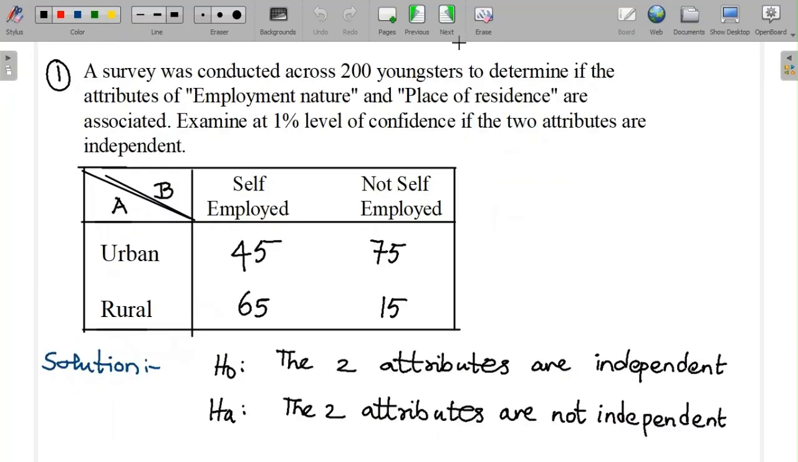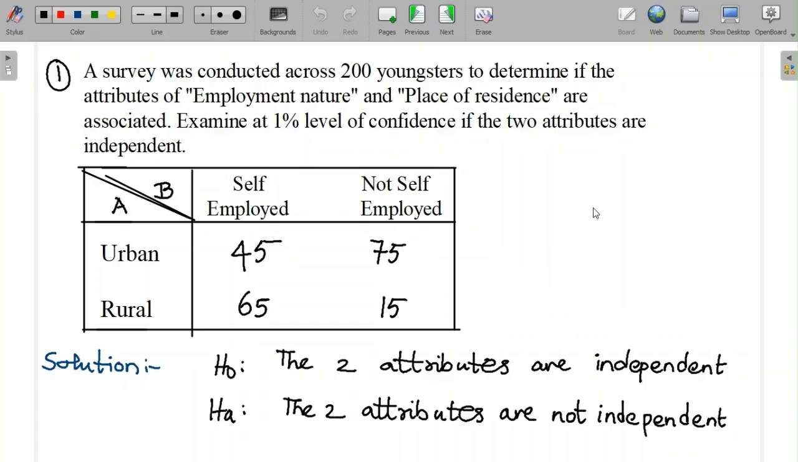To understand this better, we look at a simple problem where a survey is conducted across 200 youngsters to determine if the nature of employment and the place of residence are associated. So there are two attributes here. The person is either self-employed or not self-employed. The person belongs to an urban region or a rural region. We consider a 1% level of significance to check if these two attributes are independent.